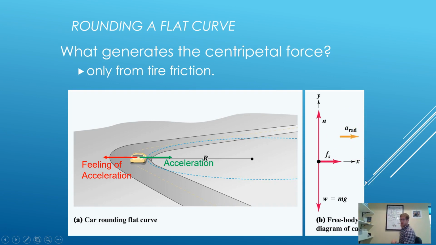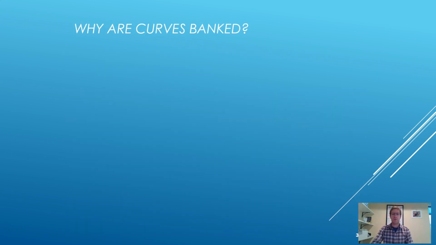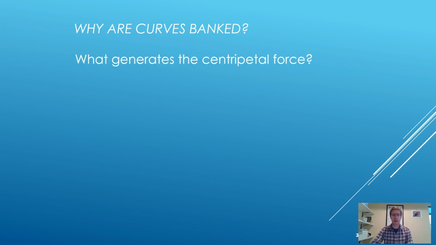Again, just to drive home, you will see this written as both A sub rad and A sub C, centripetal acceleration or radial acceleration. So, as we mentioned, engineers a lot of times want to help this out a little bit. So guess what they do? Engineers decide to bank curves. They'll take a road and put it at a slight angle in order to help you out. So the question is, why does that help? Why do engineers bank roads?